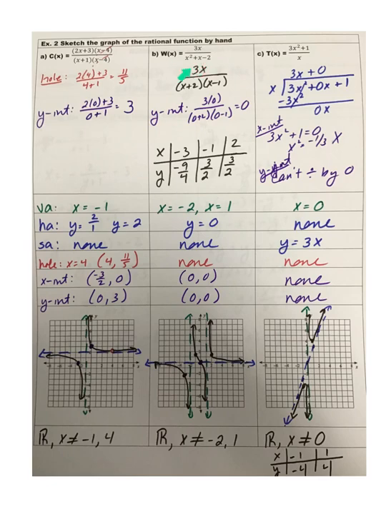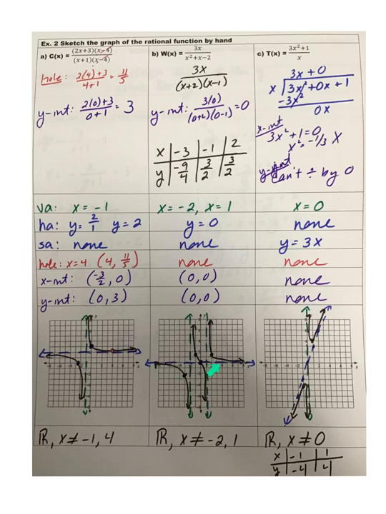X-intercept. When does the numerator equal 0? Well, when x equals 0, so the x-intercept is (0, 0). And that means the y-intercept is also (0, 0), because the y-intercept is when x equals 0. But just to remind you, if you didn't recognize that, the y-intercept, if you plug in 0 for x, this whole thing ends up equaling 0. So now I'm going to put all of this onto the graph. Vertical asymptotes, -2 and 1.